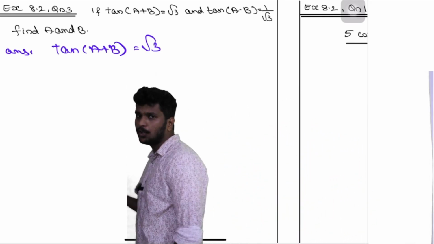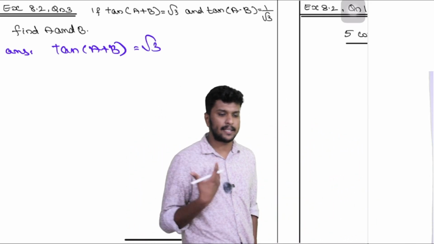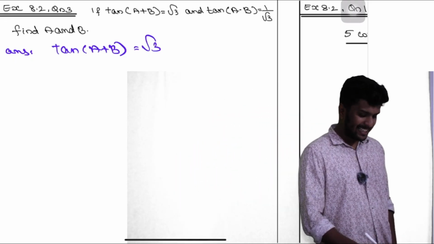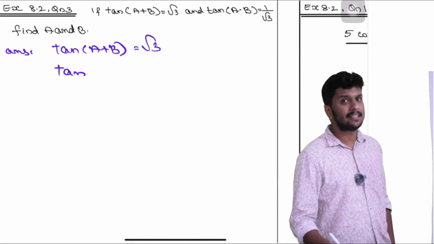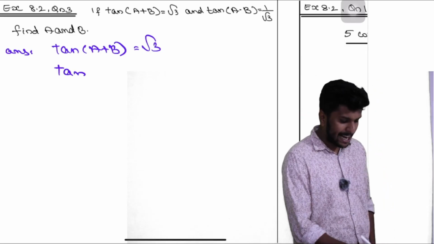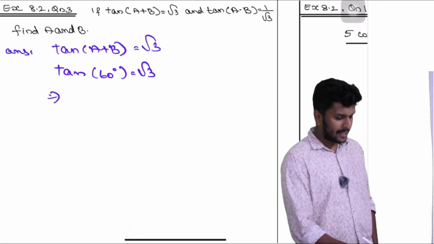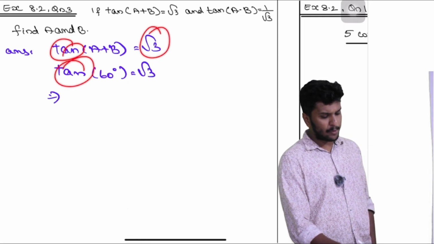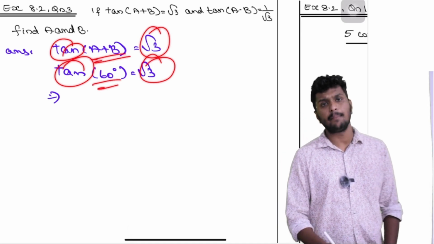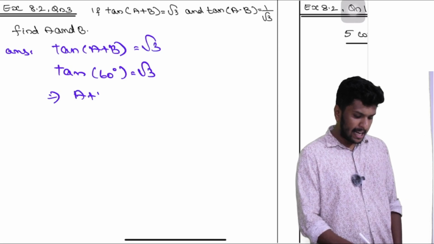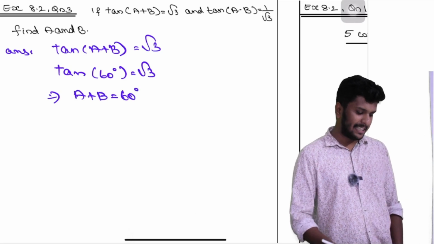Tan of which angle gets you root 3 value? Which value, my dear students? Tan 60, right? Yes, exactly. So I can hear you saying tan 60 aloud. Okay, so tan of 60 degree gets you root 3 value. So that implies, look here, tan same, root 3 same. So a plus b becomes 60 degree, right? So that implies, what can we write? A plus b equals 60 degree.